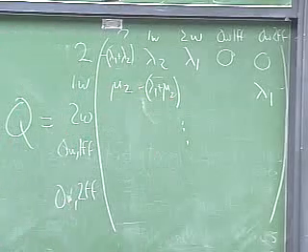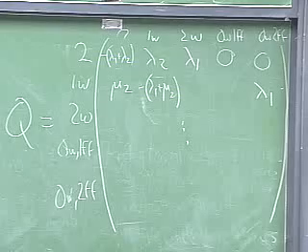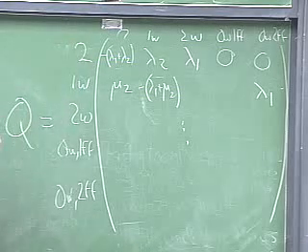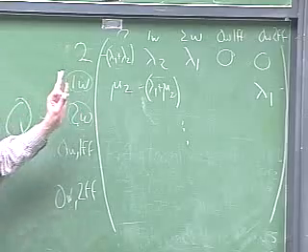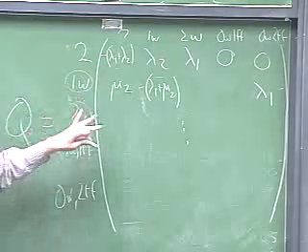Yeah? Why do you need a 2 there? Pardon? Why do you need 2 there? 2 is that they're both working. That down here means 1 is working, 2 is working only. This is only machine 2 is working. This is only machine 1.